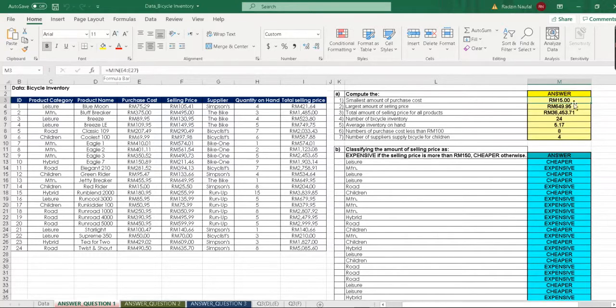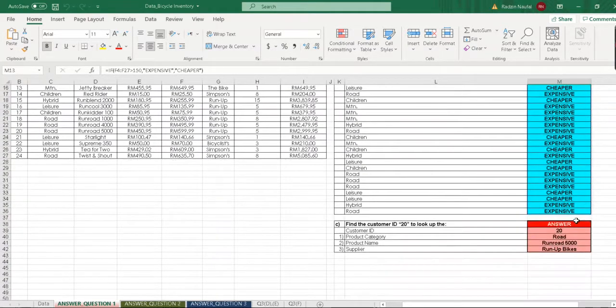A1 equals to mean range, A2 equals to max range, A3 equals to sum range, A4 equals to count range, A5 equals to average range, A6 equals to count if range less than 100, A7 equals to count if range children. For question B, equals to if range more than 150, and then type expensive, cheaper, double click.